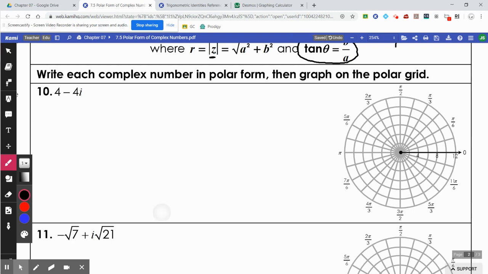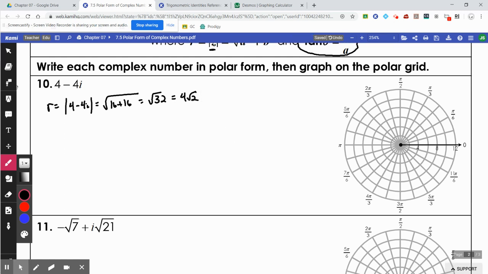So let's find our r, which again is your modulus. r is simply the absolute value of that 4 minus 4i. To find the absolute value, do the square root of a squared plus b squared. That's going to be the square root of 32, which is 4 root 2. There's your modulus.